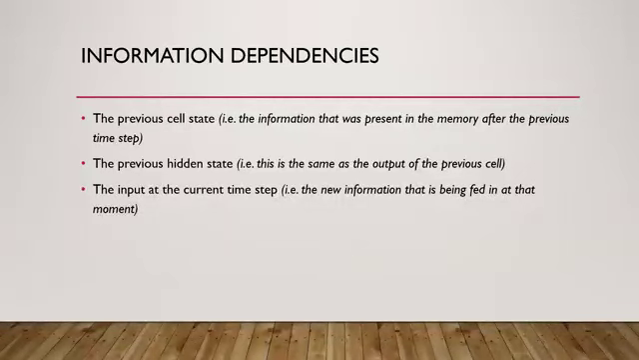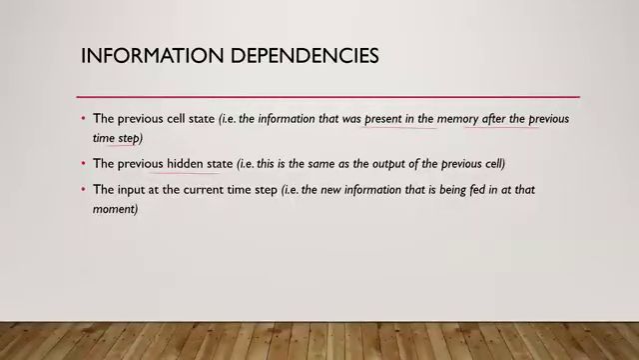Now, here in this LSTM, what information dependencies may this network have to predict the future stock? That is the information that was present in the memory after the previous time step, the previous hidden state, which will be the same as the output of the previous cell, and the new information that is being fed in at that particular moment.